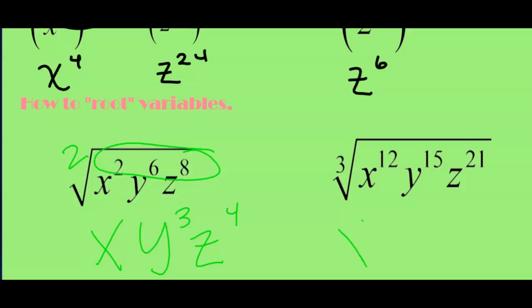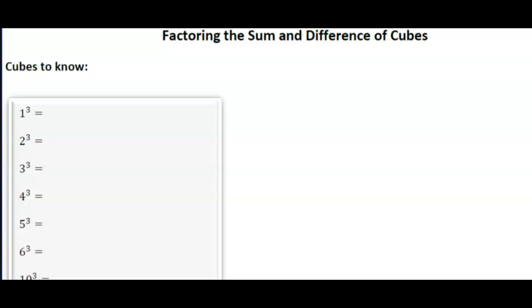So this is going to be x to the 4. What about the y? Just dividing. And then what about that z? 7. Yeah. Good job. If you know that, today's lesson is going to be pretty easy for you. There's one more thing we're going to talk about before we jump into the packet.